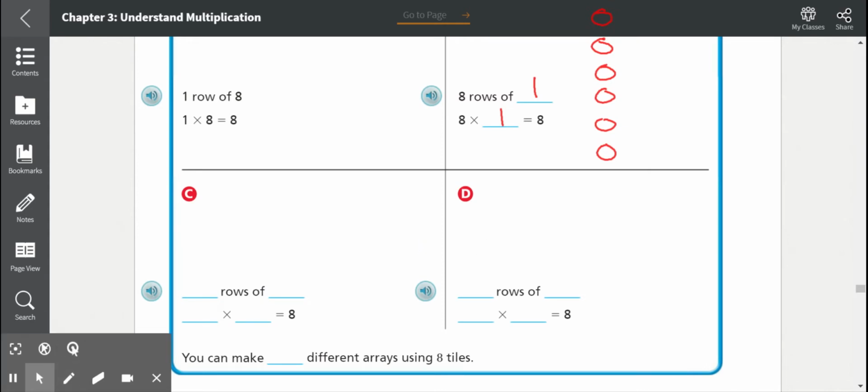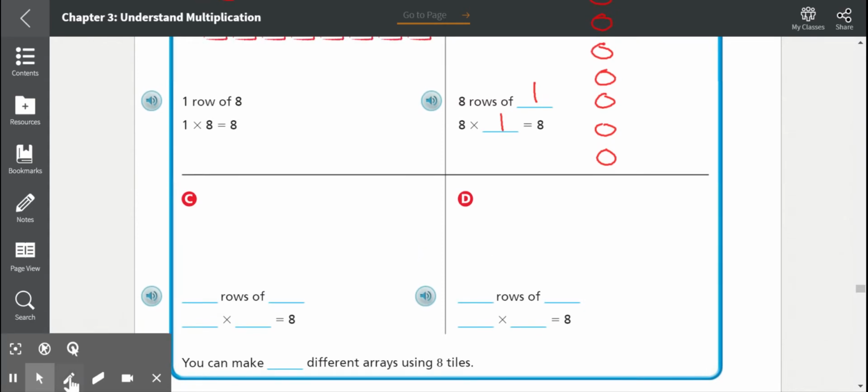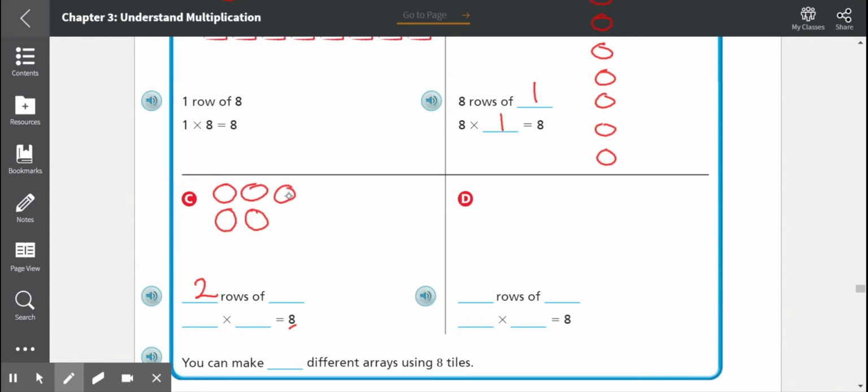Let's try 2 rows. So write down the number 2, and we're going to draw 2 rows. Now we need to put 1 in each row until we get to 8 because they have to always be equal. So that's 1, 2, 3, 4, 5, 6, 7, 8. Okay, 2 rows of 4. So we know that 2 times 4 equals 8.